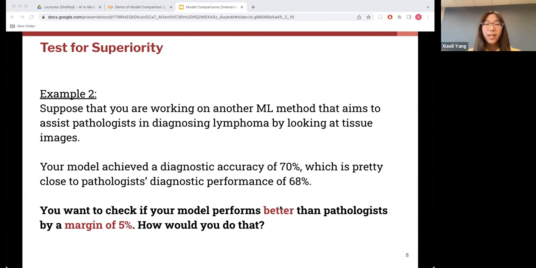And then you may ask, okay, I do not always see a margin specified. Sometimes I just want to check if your model performs better than pathologists. Then where does the margin go in that case? In that case, we do not give a specific extra margin, so the stated margin is 0% in that problem.